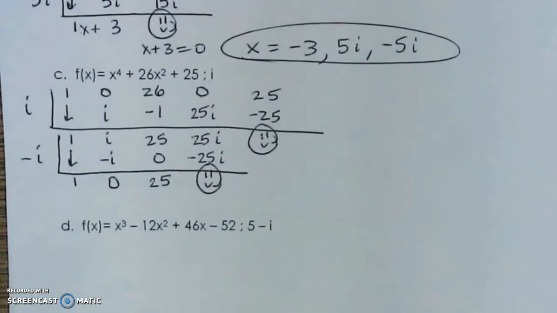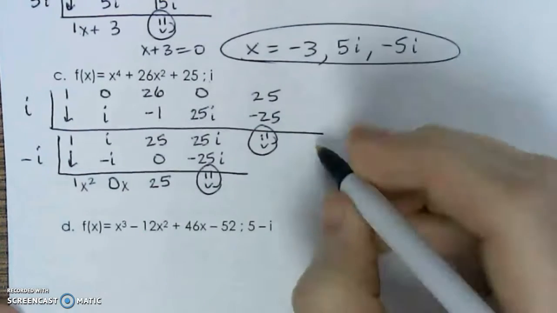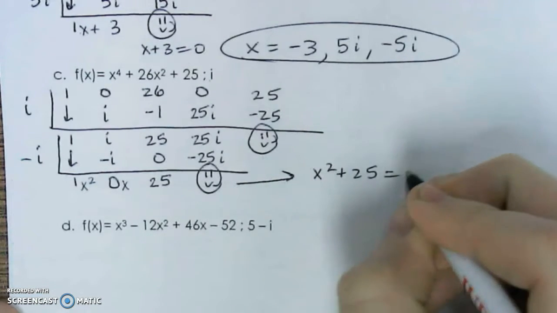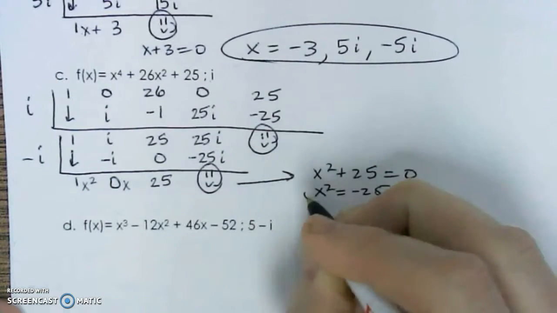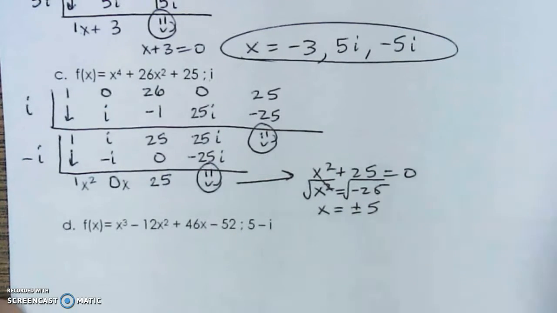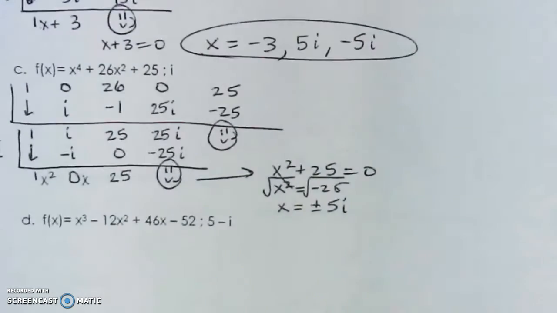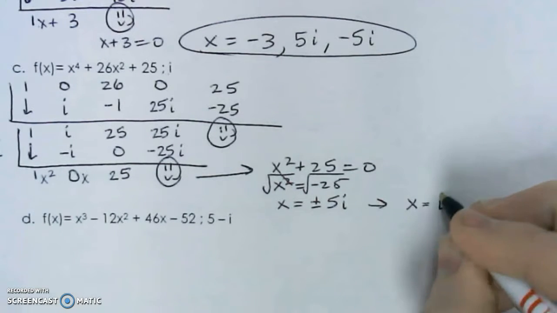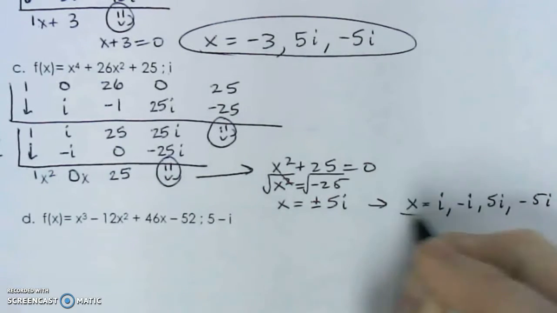And so what we're left with here is 25 is our constant, 0 is our x, and 1 would be x squared. So we're left with x squared plus 25. We set that equal to 0. Subtract 25 to the other side, take the square root, and then we end up getting plus or minus 5i, because it is a negative under the square root. So we have 4 imaginary answers. We've got i, negative i, 5i, and negative 5i. So all 4 answers are imaginary.